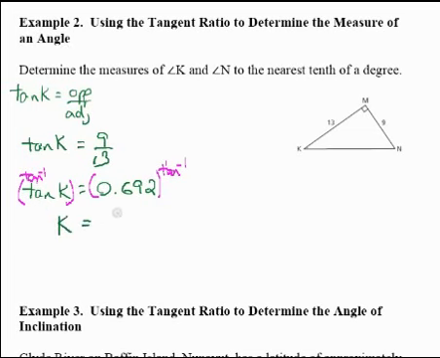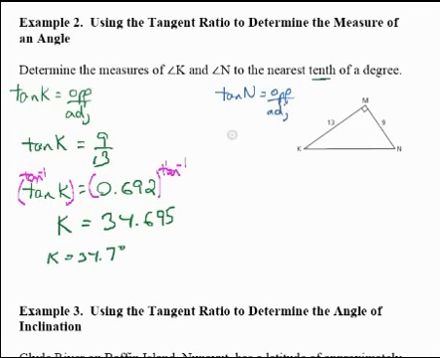And our calculator gives us a value of 34.695, and some other numbers. The question has asked us to go to the nearest tenth of a degree. So we're going to say K equals 34.7 degrees. Okay, and then let's do angle N. So the tangent of N is opposite over adjacent. Please write that down every time. That's how you remember it, and it's how you reduce silly errors.